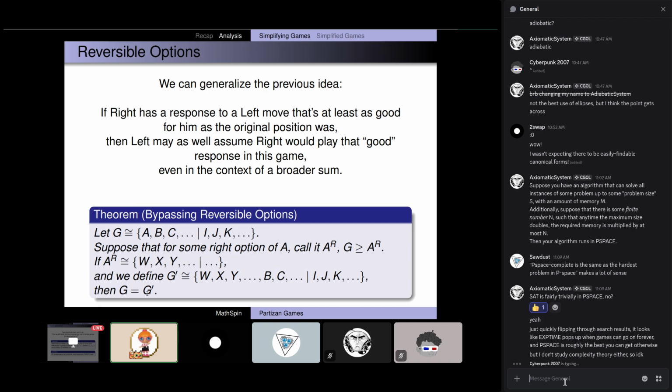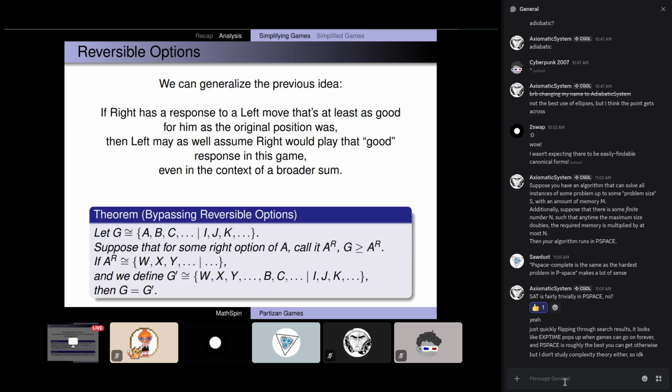And so when I say in the context of a broader sum, I mean we're not just looking at G, but we're looking at G plus X. To connect this to the previous talk, we're not just looking at one corner of a Go board, but this corner of the Go board in the context of the entire Go board, where it's being added to the rest of the Go board. Right.